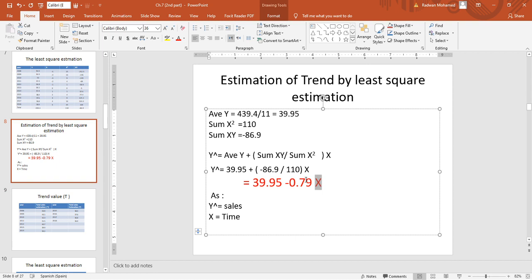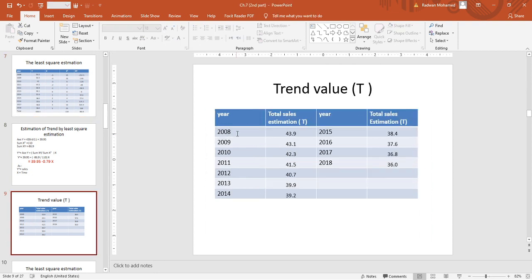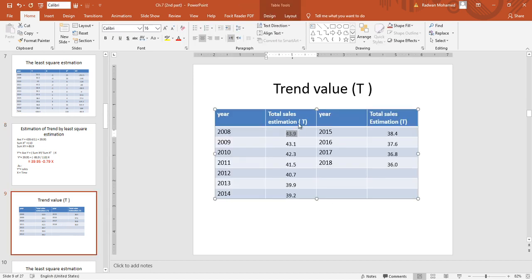How could I do that? Okay, for instance, here the x of 2008 is equal to negative 5. So for 2008, I will remove x and replace it with negative 5. So please hold your calculators and calculate with me. 39.95 negative 0.79, open bracket, then add negative 5, close the bracket. It will give you this number.